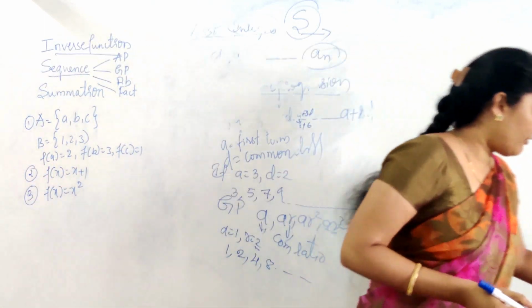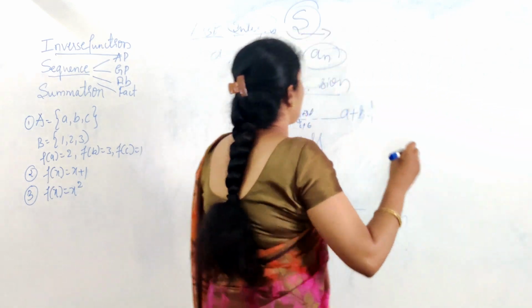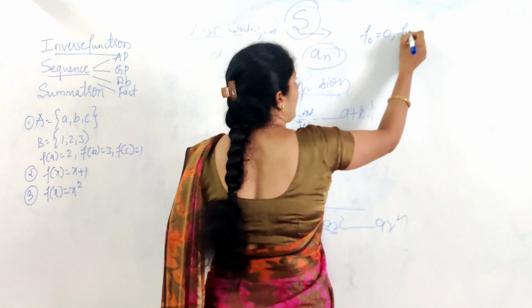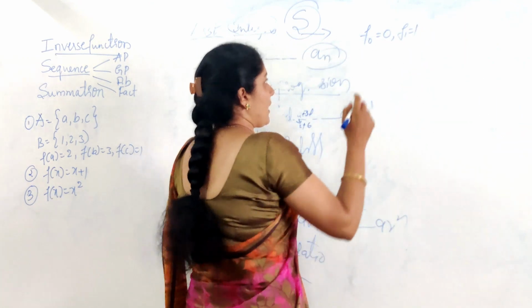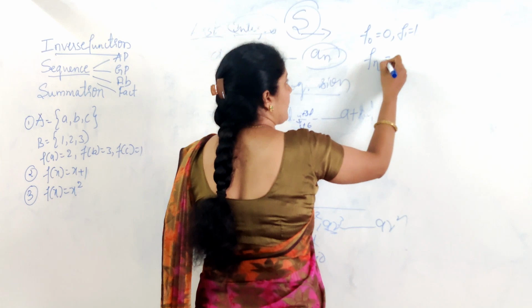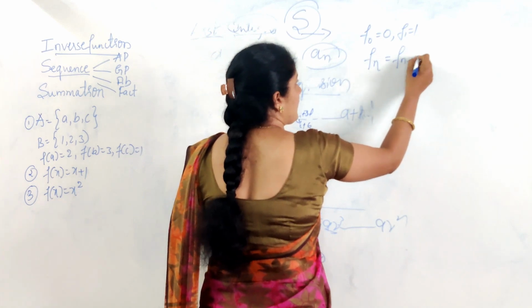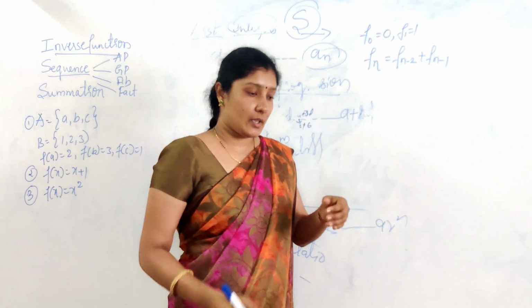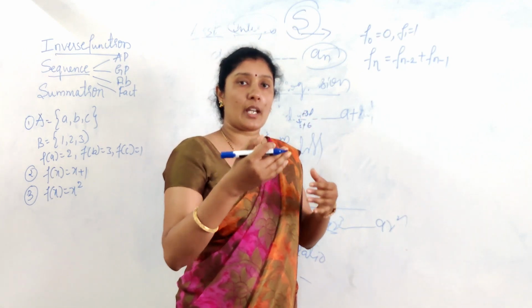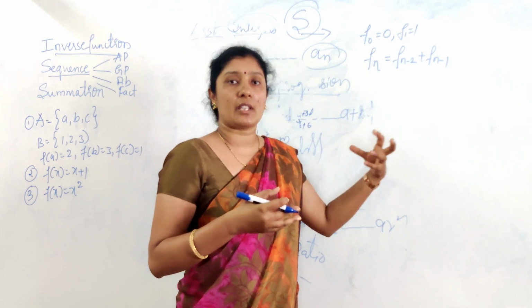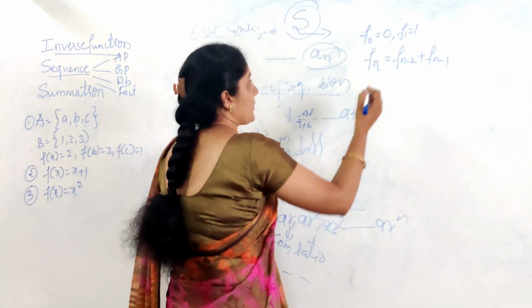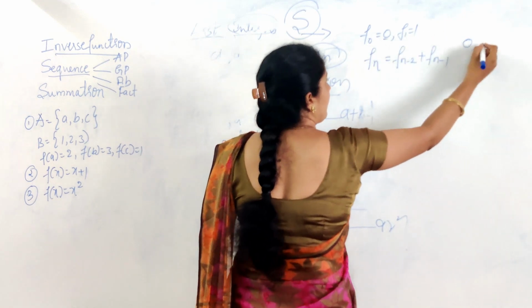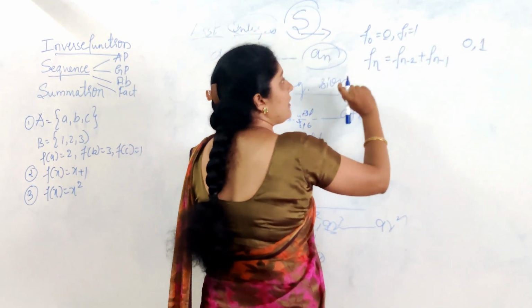See here, Fibonacci series, here we are having F0 as 0 and F1 as 1. And the formula is Fn is equal to Fn minus 2 plus Fn minus 1. Means what? To get the next number, we are supposed to add the present number with the previous number. For example, the first term is 0, second term is 1. Now, how to get the third term?